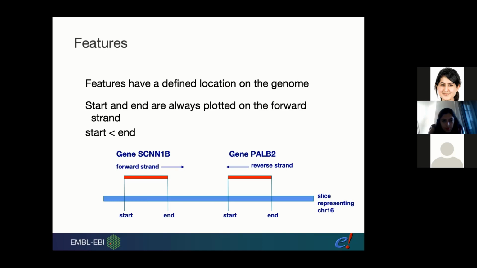So we have two examples here. We have the forward stranded gene and the reverse stranded gene, and the start and the end are always defined on a forward strand, irrespective of a gene orientation. So for a forward stranded gene, the feature start would match the transcription start, and the feature end would match the transcription end. But for the reverse stranded gene, the feature start would actually match the transcription end. I hope this makes sense. There are some exercises that tackle this, so it will make sense a bit better later on.